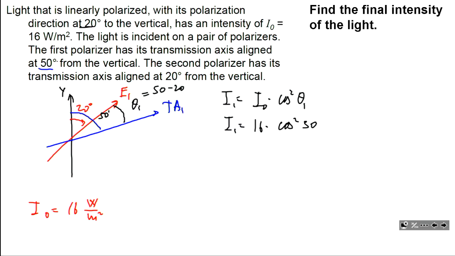Now, what do we have? Now we have a light with this intensity and the new polarization in the direction of transmission axis number 1. So this light now is polarized differently than before. But the second polarizer has its transmission axis at plus 20. Okay. So this is going to be transmission axis number 2.